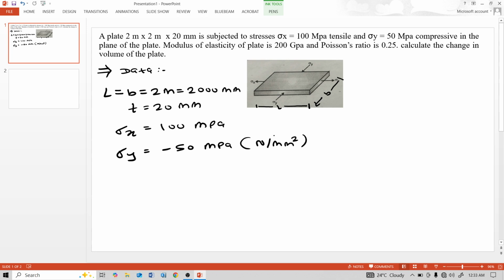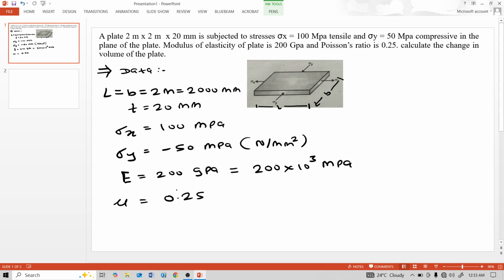Modulus of elasticity of the plate is 200 gigapascal. Modulus of elasticity capital E is equal to 200 gigapascal, and convert this gigapascal into megapascal by multiplying it by 10 raised to 3 megapascal. Poisson's ratio is 0.25. Calculate the change in volume of the plate.